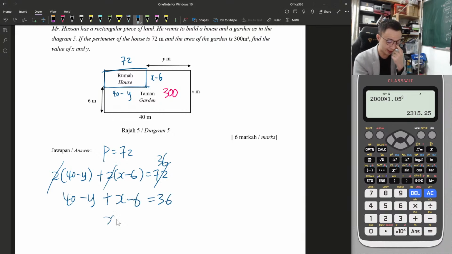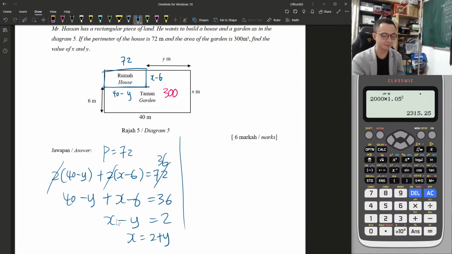So this one is x minus y. This one will be 34. Is it 34? Yeah, 34 moves to the other side, I will get 2, right? 36 minus 34. Alright, or I can say x equals 2 plus y. Okay, then we will form the area here.